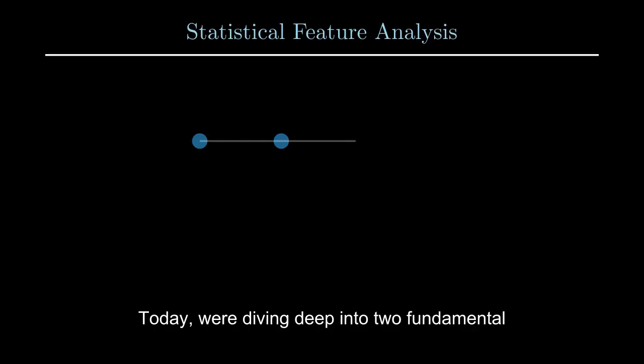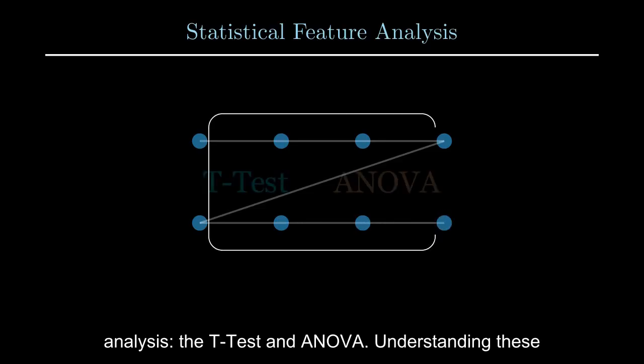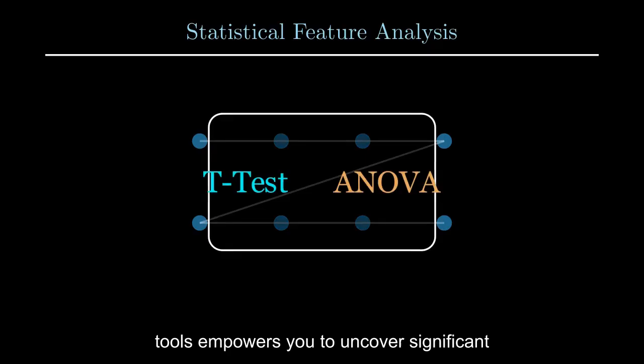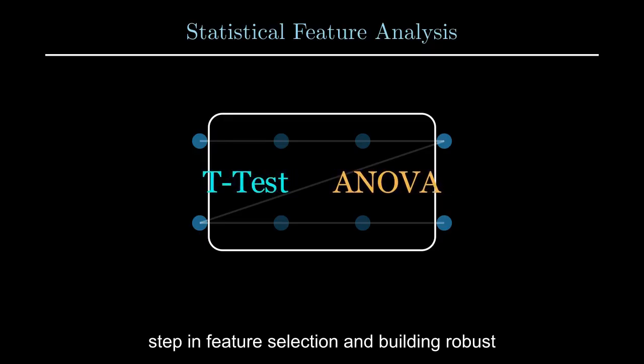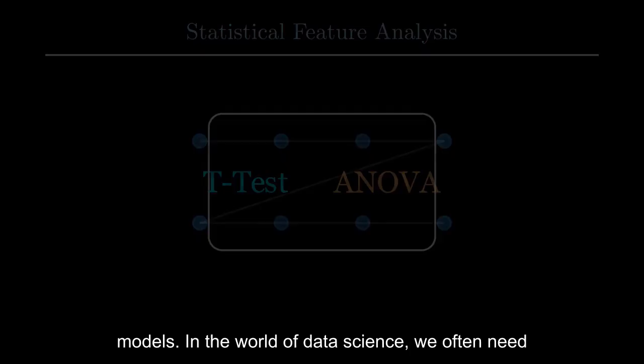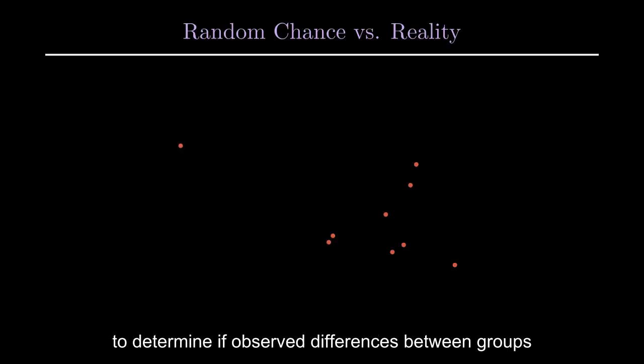Today, we're diving deep into two fundamental statistical tests crucial for effective feature analysis, the T-Test and ANOVA. Understanding these tools empowers you to uncover significant differences between groups in your data, a vital step in feature selection and building robust models.